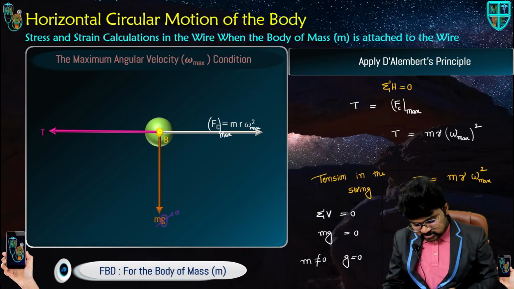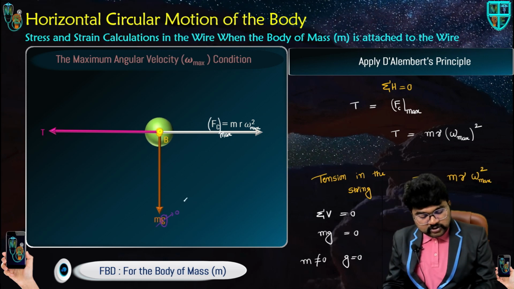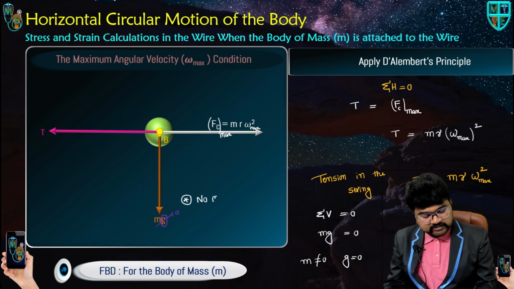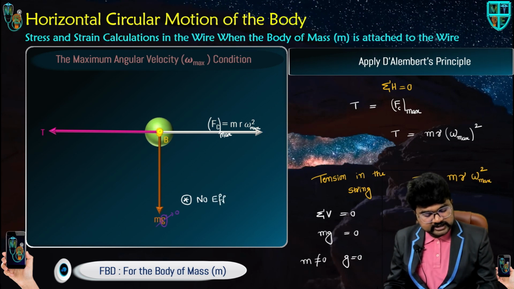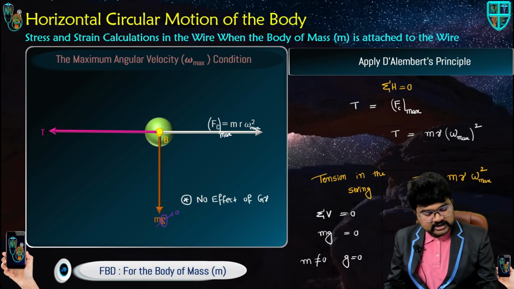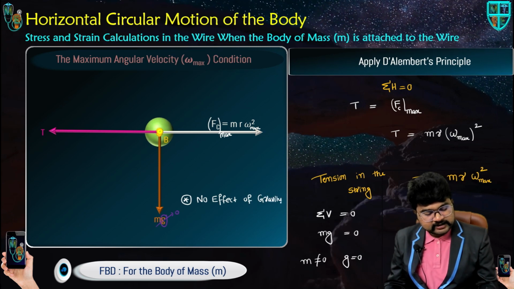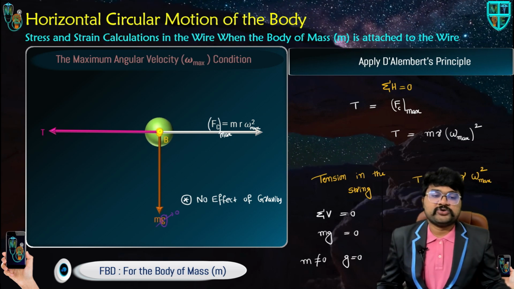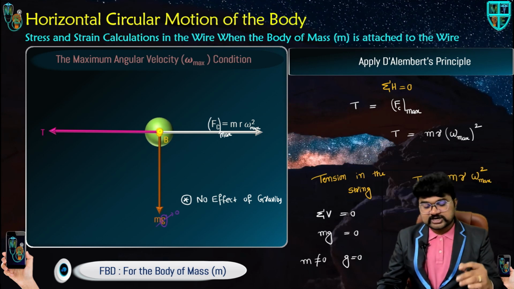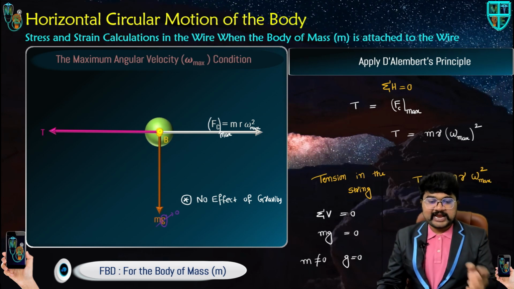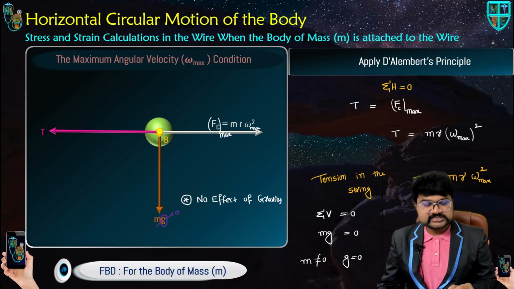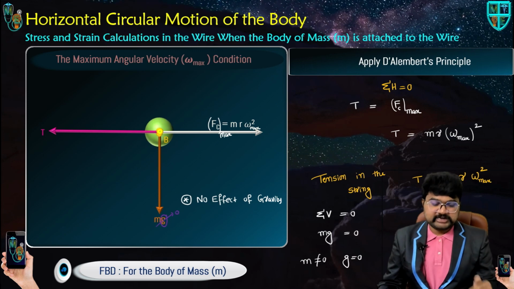This g equal to 0 means no effect of gravity in this particular case. Understood? So acceleration due to gravity in this horizontal circular motion, in this case theta equal to 90 at this particular condition. Horizontal circular motion at this condition, no effect of gravity.